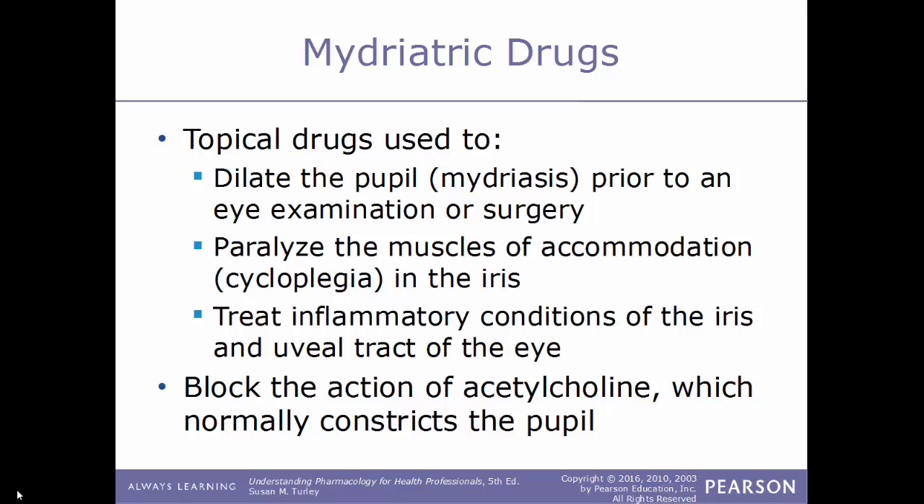All right, now we'll talk about mydriatic drugs. These are topical drugs used to help dilate the pupil, especially right before an eye surgery or during an eye examination. And the way they work is they work to paralyze the muscles of accommodation within the iris. This is called cycloplegia. And these drugs are used to treat inflammatory conditions of the iris and also of the uveal tract of the eye. Now, mydriatic drugs also act to block the action of acetylcholine, which would normally constrict a pupil.